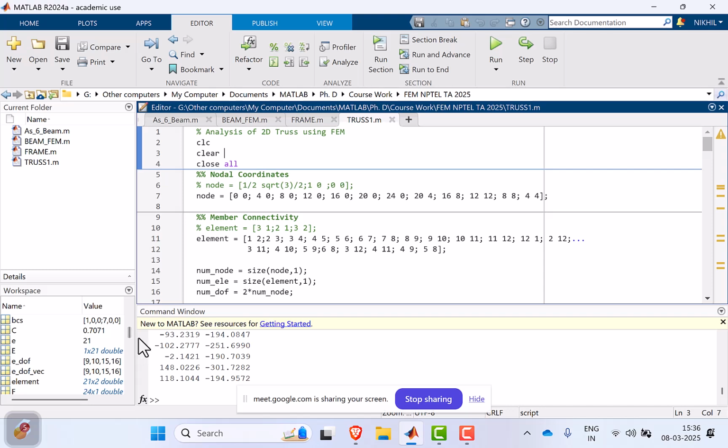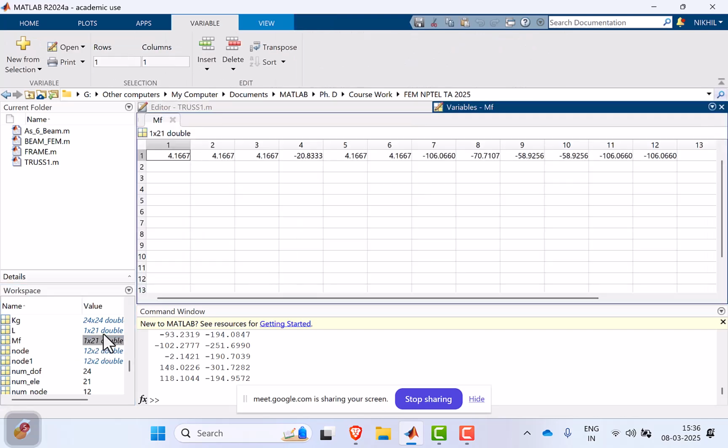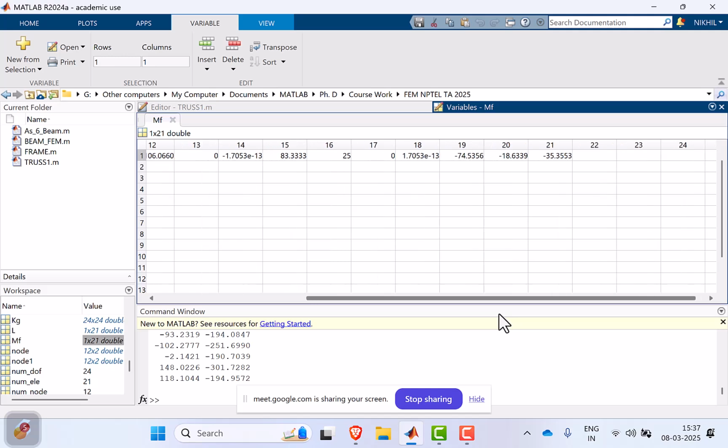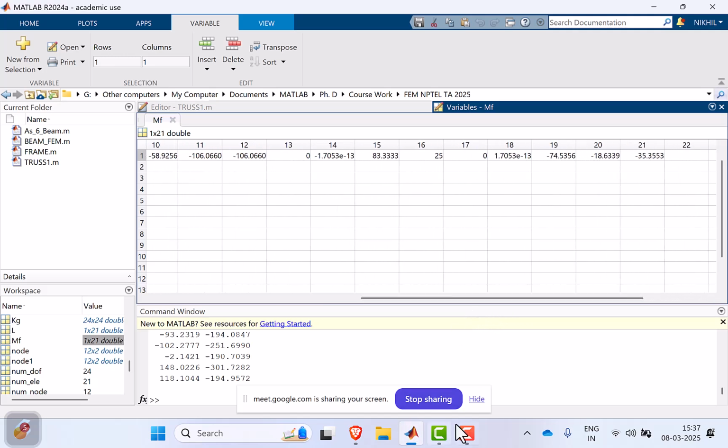Now the question is asking for the member force EF. It is defined as MF here, so each member is defined. EF is the member number, I think 1, 2, 3, 4. No, it is the third one. So you will get the value as 4.17. You can see all the members and all the forces.